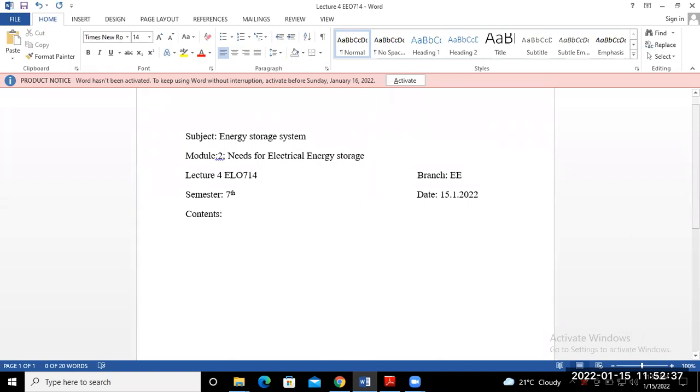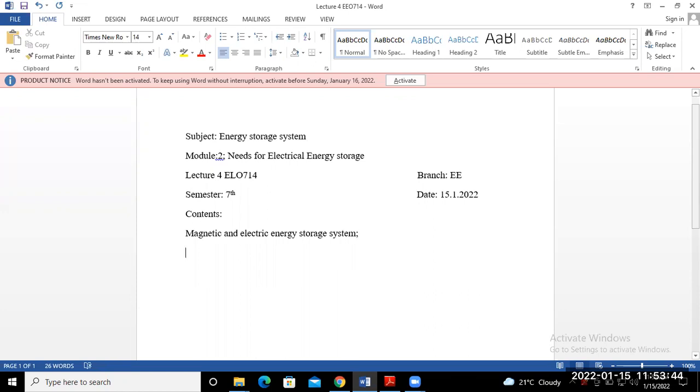So today we are going to discuss magnetic and electric energy storage systems. We already discussed various types of technology of energy storage systems. In the previous class we discussed electrochemical energy storage systems. Today we are going to discuss magnetic and electric energy storage systems.